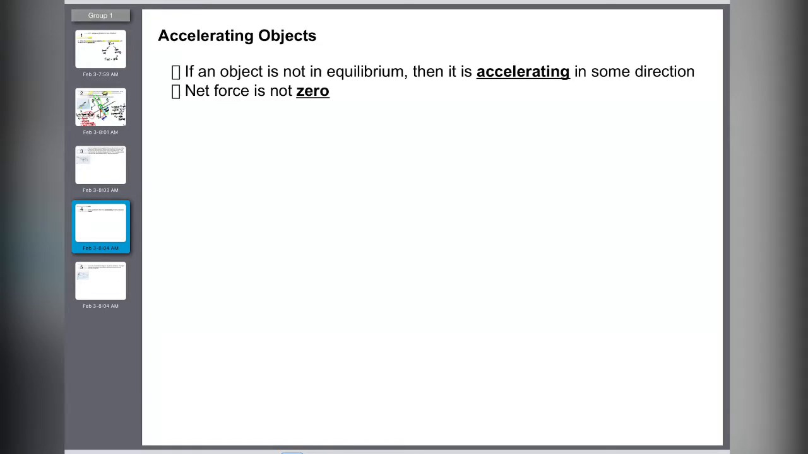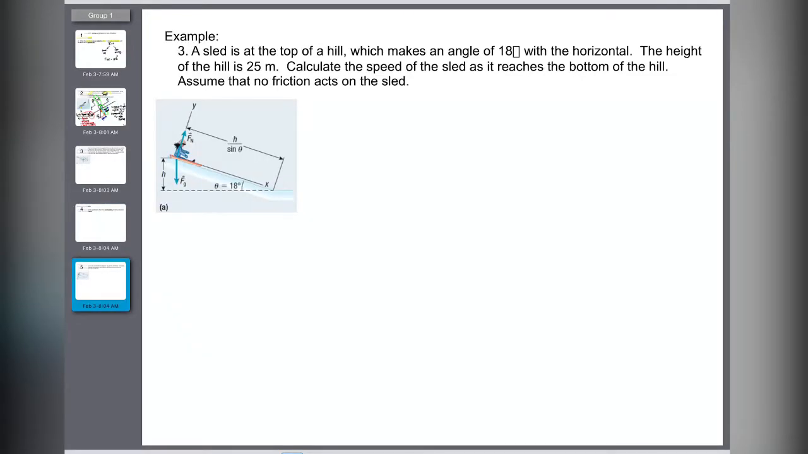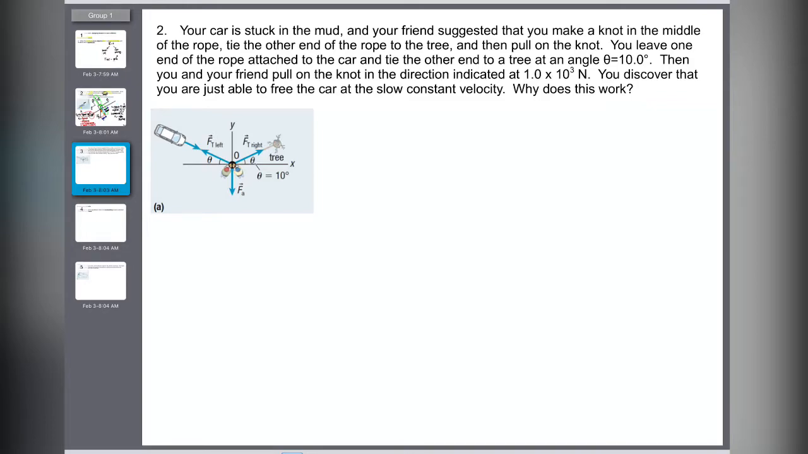All right, let's see if there's another. Okay. Let's go to question 2. Your car is stuck in the mud, and your friend suggested that you make a knot in the middle of the rope, tying the other end of the rope to the tree, and then you pull on the knot. Leave one end of the rope attached to the car and tie the other end at an angle of 10 degrees. Then you and your friend pull on the knot in a direction indicated at 1,000 newtons.